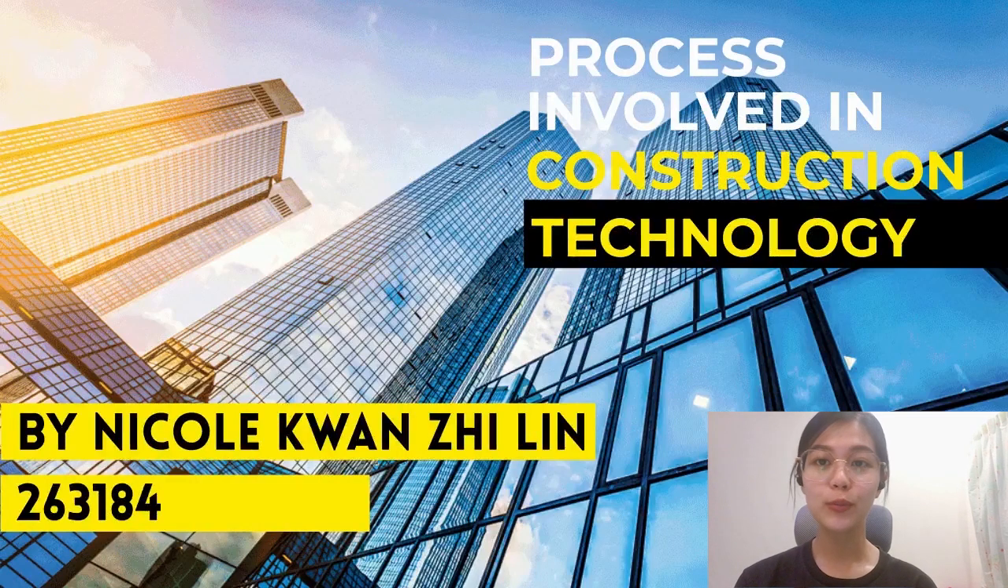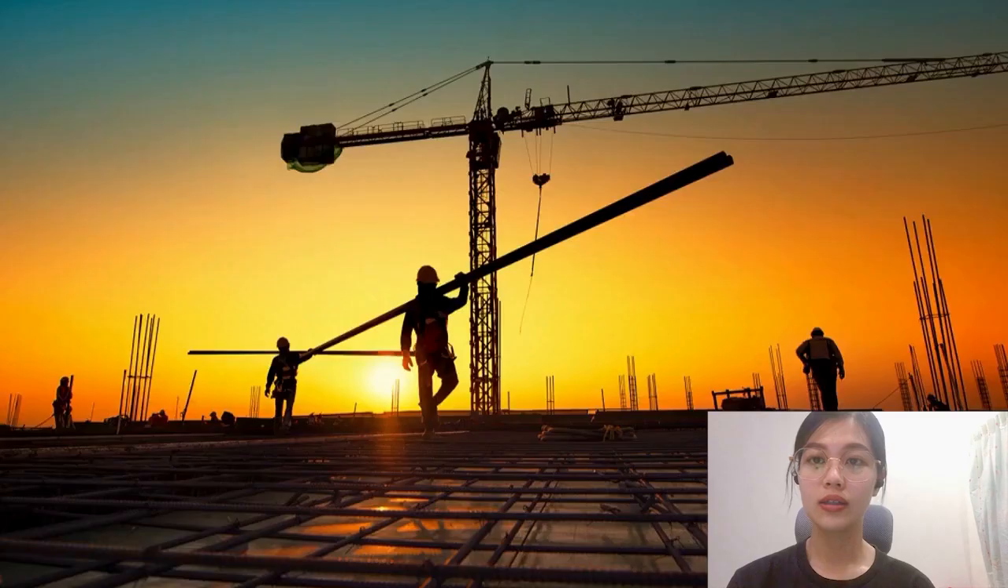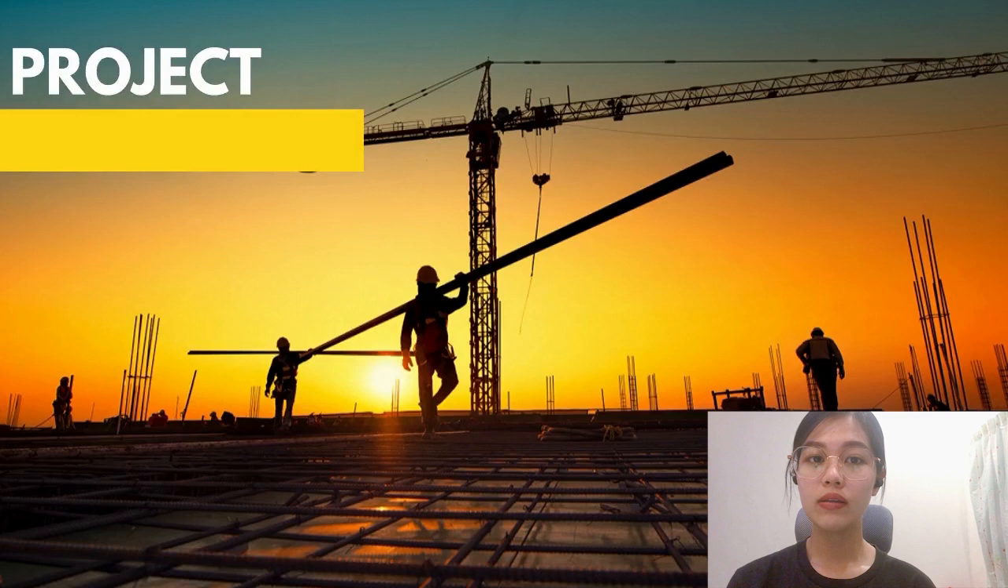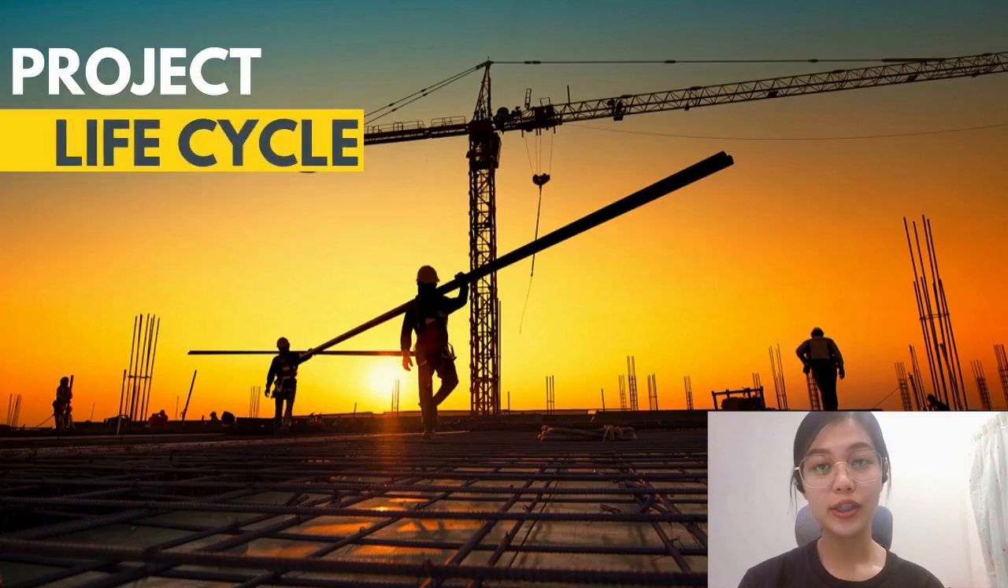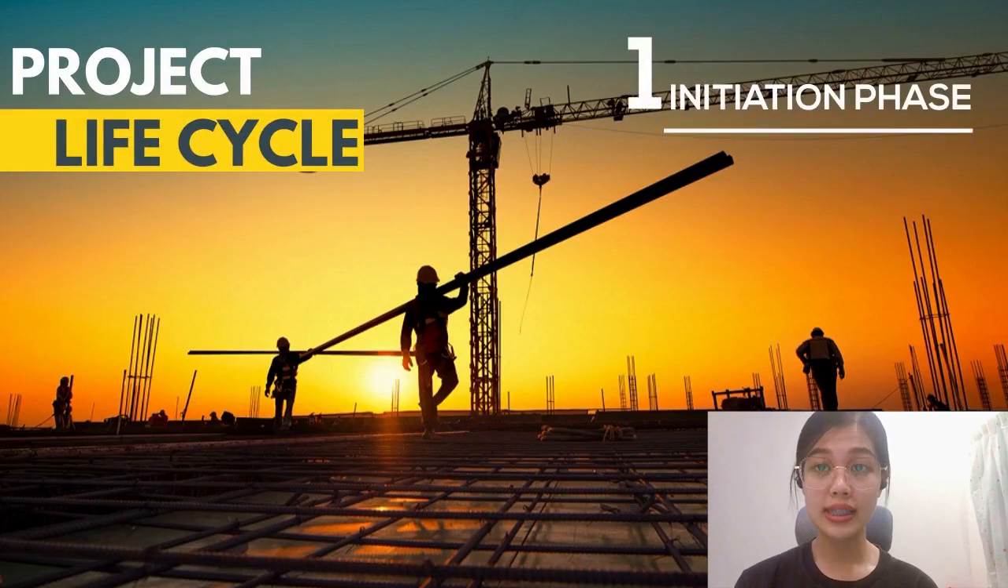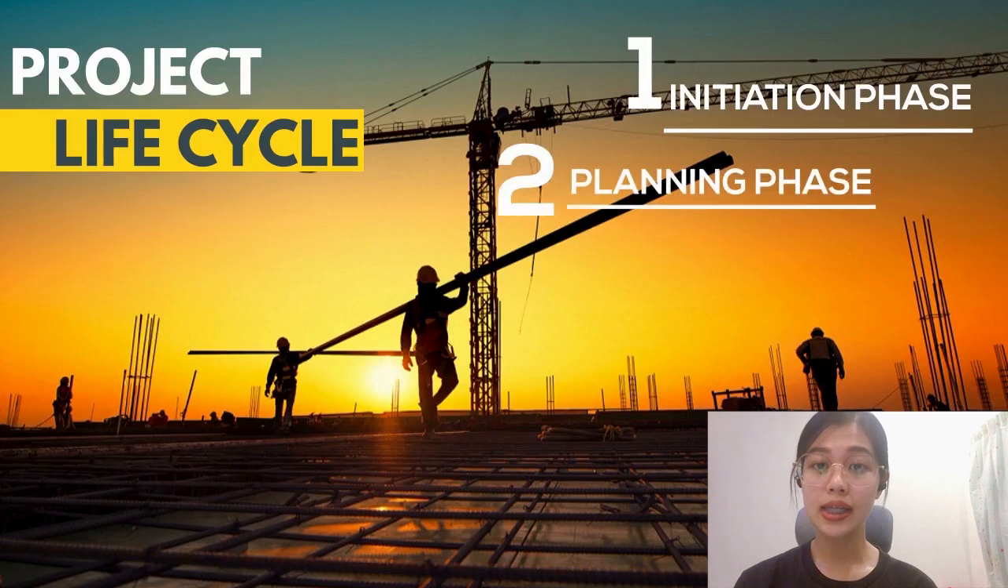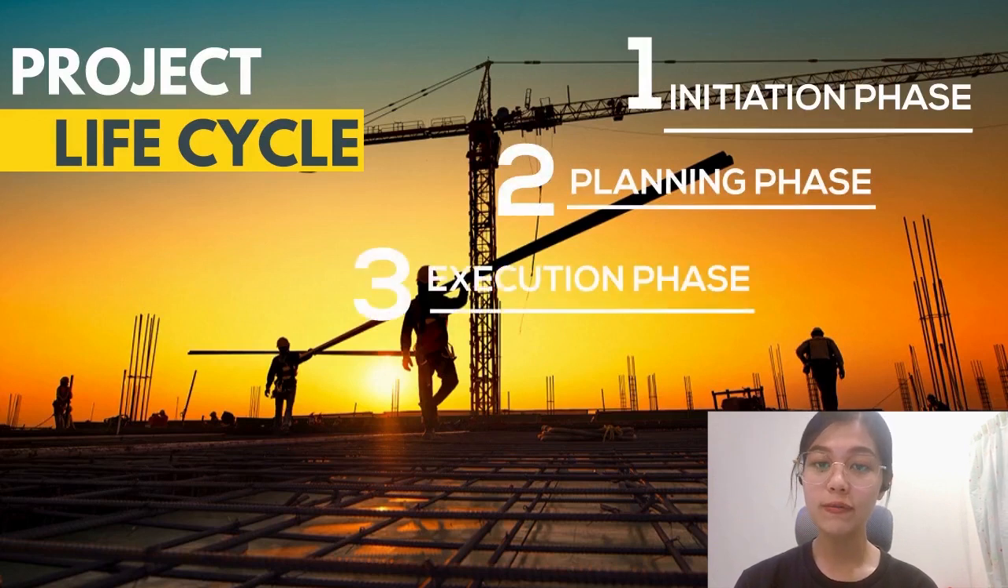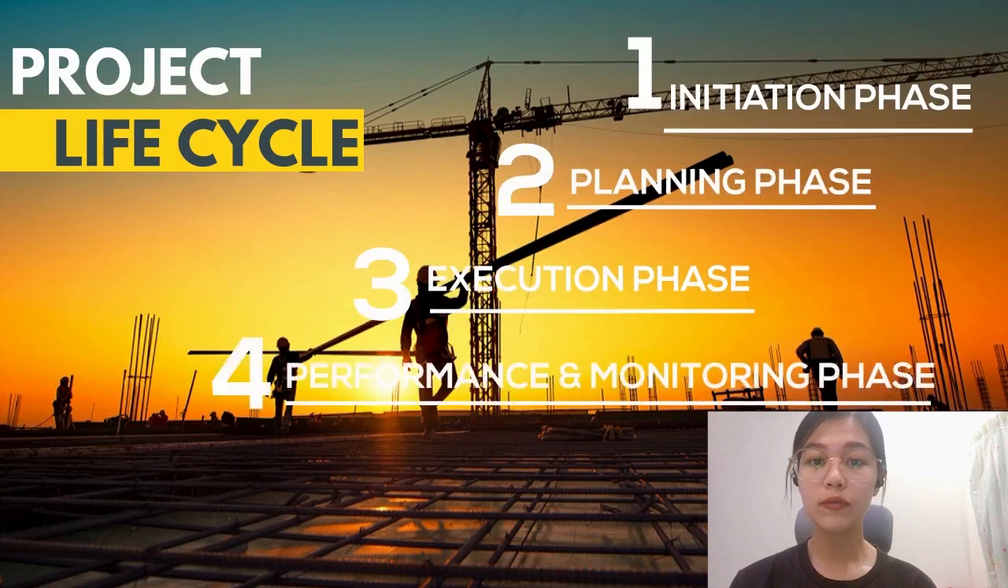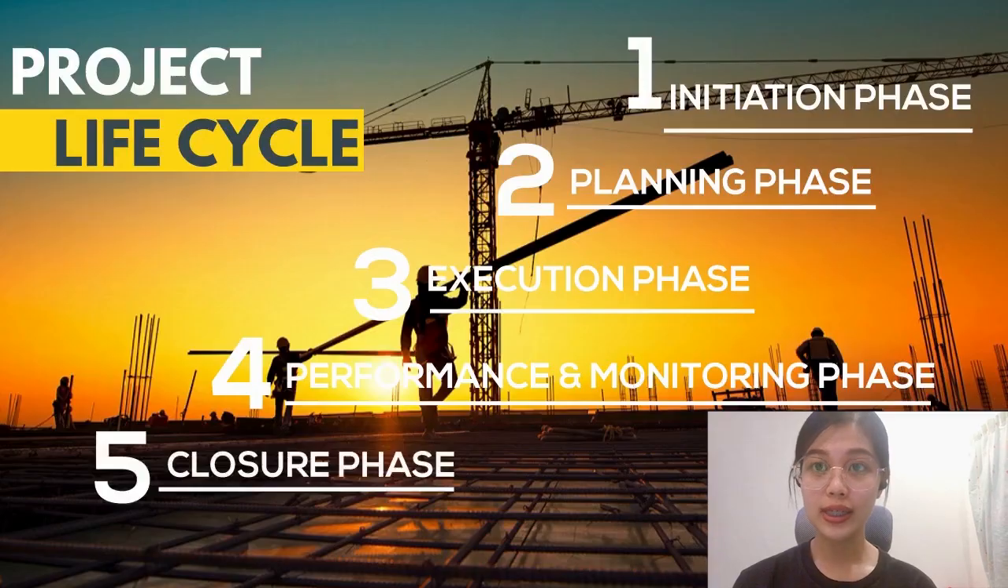Today, I will be talking about the process involved in construction technology. Project life cycle. In general, there are 5 phases in the project life cycle. The first one would be initiation phase. The second one is planning phase. Third one is execution phase. Fourth, performance and monitoring phase. And fifth, closure phase.